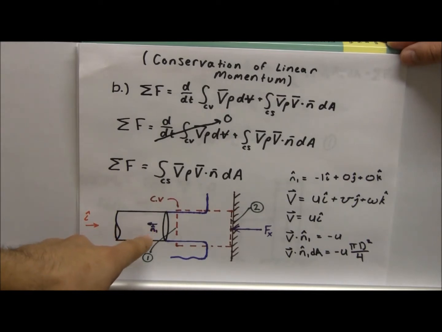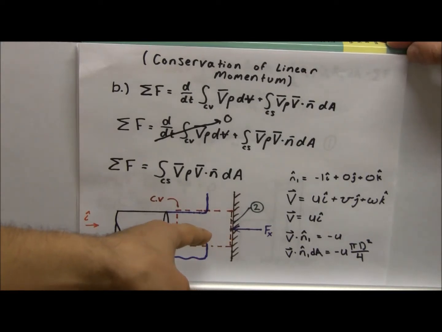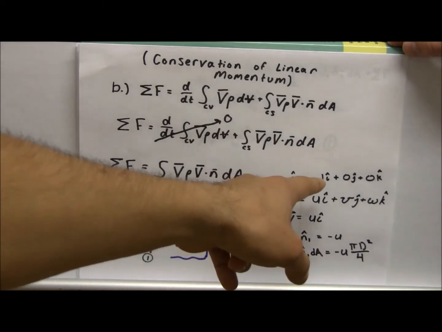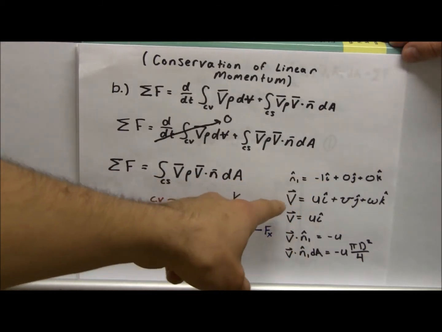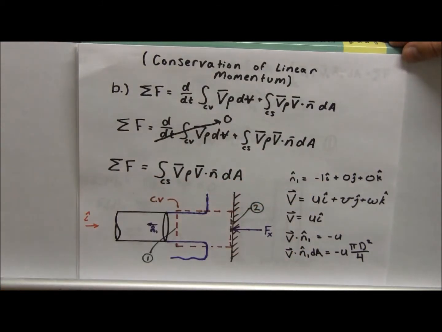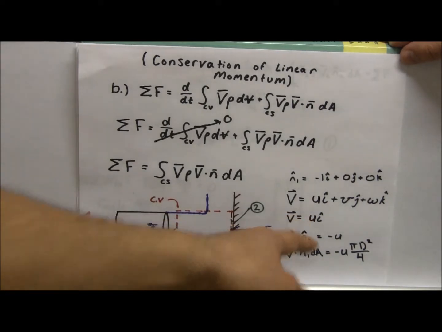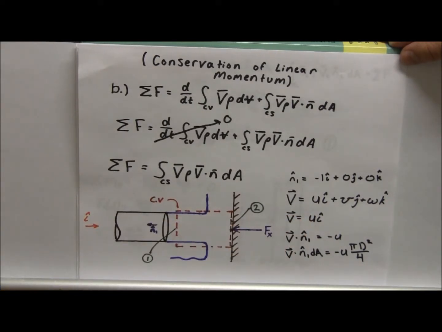Basically, the unit normal to the surface at section 1 is n1 hat, defined here, in the negative i hat direction. Velocity in general is in 3 directions, so you have u, v, w in the i, j, and k directions respectively. At section 1, the velocity v is equal to u i hat.